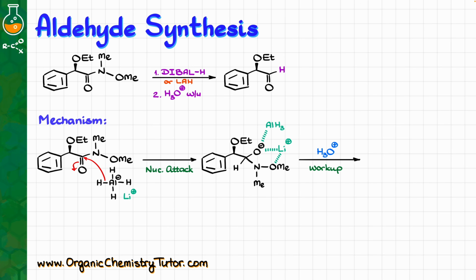And of course, after that, the only thing that is left for us would be to do our acidic workup, and we get our final product, which is an aldehyde in this particular case. So while Weinreb amide might not be a Swiss Army knife of organic synthesis, it is a very important intermediate in synthesis of both ketones and aldehydes, so you definitely want to keep that type of intermediate in mind when planning your organic synthesis.